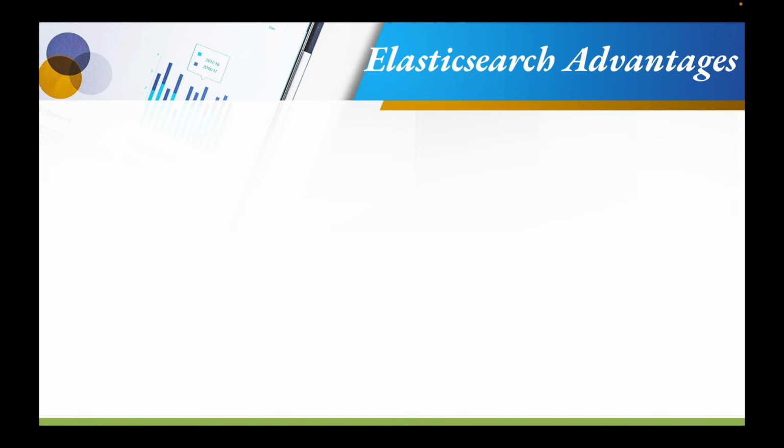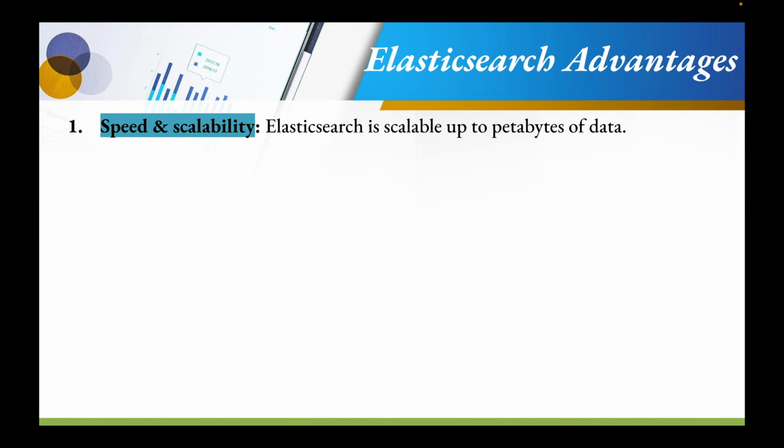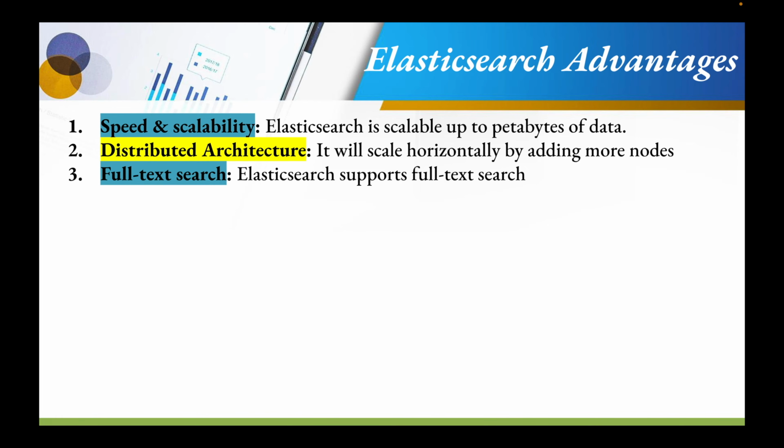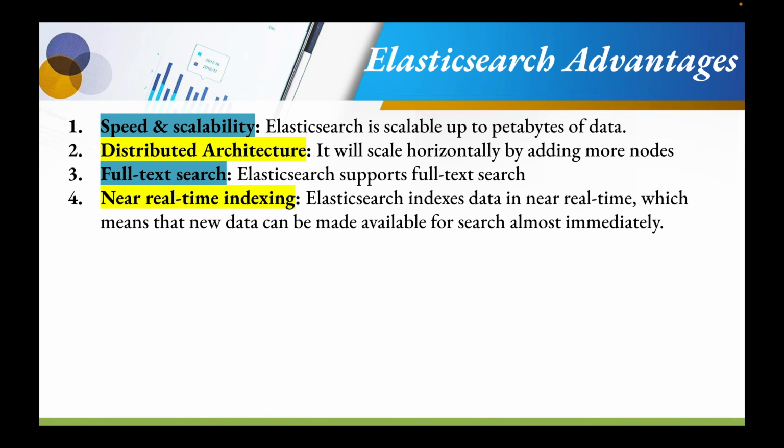So what are the Elasticsearch advantages? If we're talking about speed and scalability, Elasticsearch is scalable up to petabytes of data, and with its distributed architecture it scales horizontally by adding more nodes or more machines. Full text search, I already discussed, is supported. Then real-time indexing: Elasticsearch indexes data in near real time, which means that new data can be made available for search almost immediately.